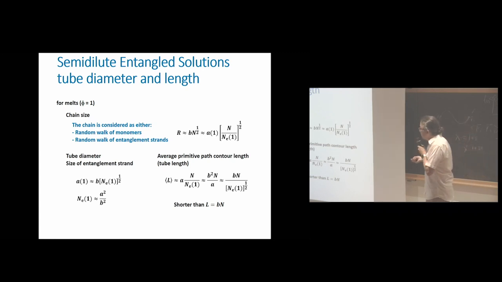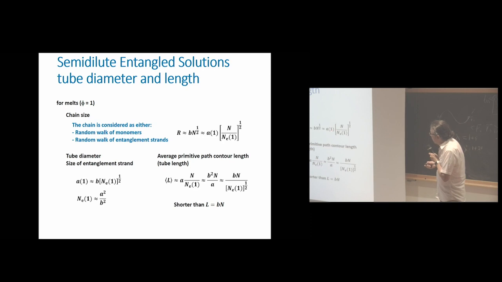Okay, for entanglement, it would be helpful to start from melt, so phi equal 1. And for the chain size in the melt, this chain is a random walk of monomers or a random walk of entanglement strands. So the chain size is either with the monomer size b and its number n, or the size of the entanglement strand and its number, with the exponent of 1/2.